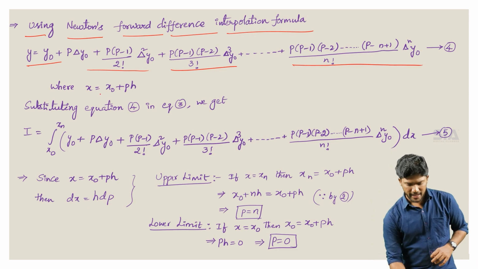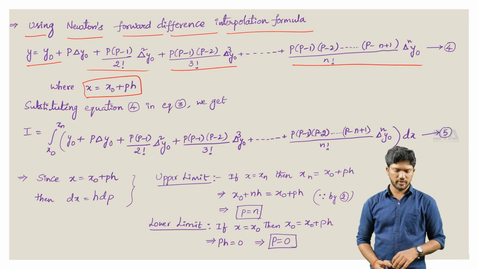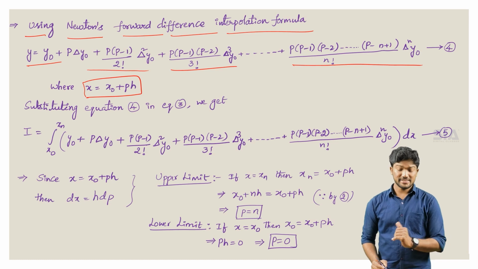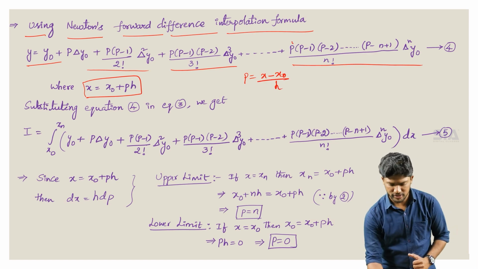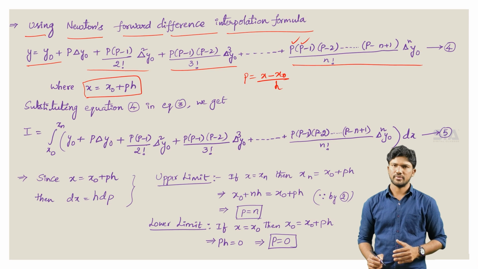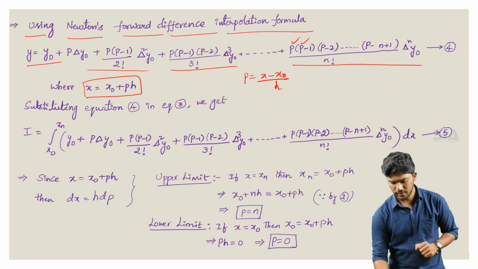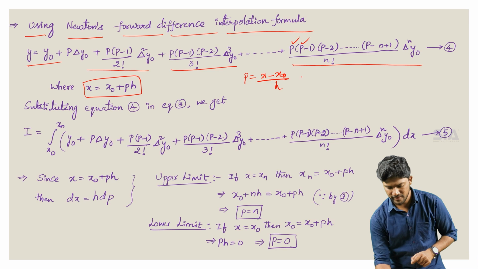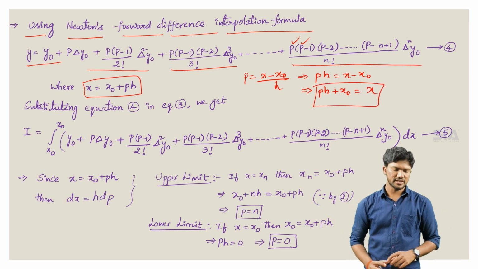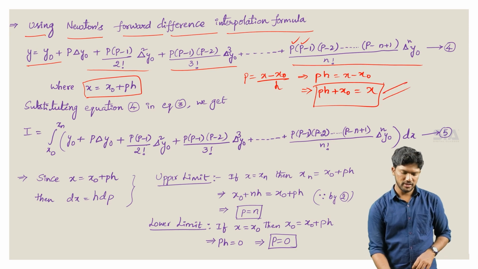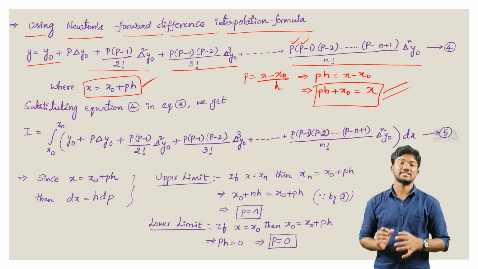Where x is equal to x naught plus ph, you know very well. Actually p is equal to x minus x naught by h. From this p value, equation number 4 is totally in terms of p and forward differences operator. So p is equal to x minus x naught by h, so p into h is equal to x minus x naught. After that, if you send x naught to LHS, then you will get x is equal to x naught plus ph. So the same value we can write here: x is equal to x naught plus ph.